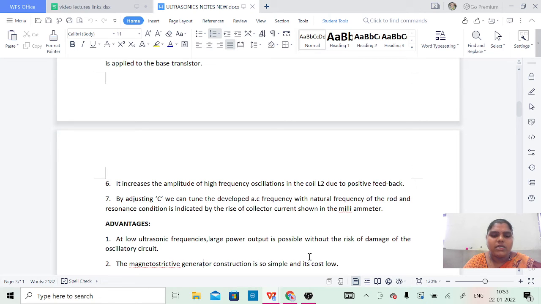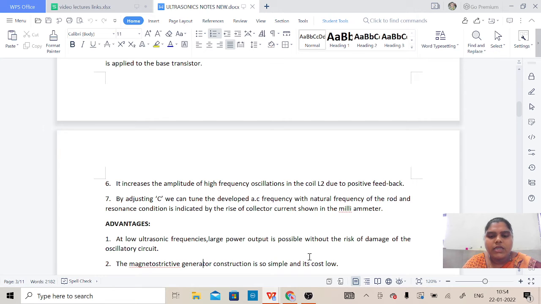Whenever such a process is done, the amplitude of high frequency oscillations in the coil L2 increases, due to the positive feedback which we are giving. By adjusting C, the capacitor, we can tune the developed alternating current frequency to the natural frequency of the rod, and the resonance condition is indicated by the rise of collector current shown in a milliammeter. So we can catch that point.